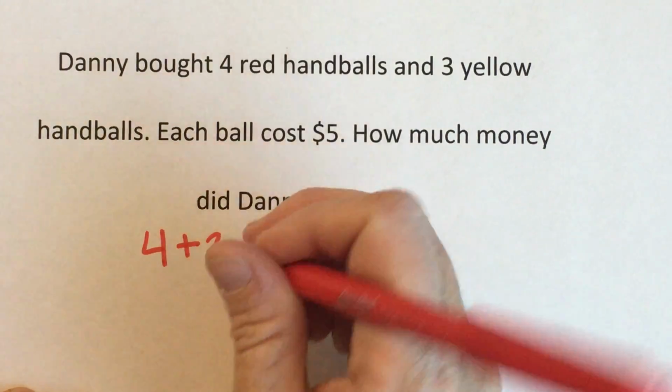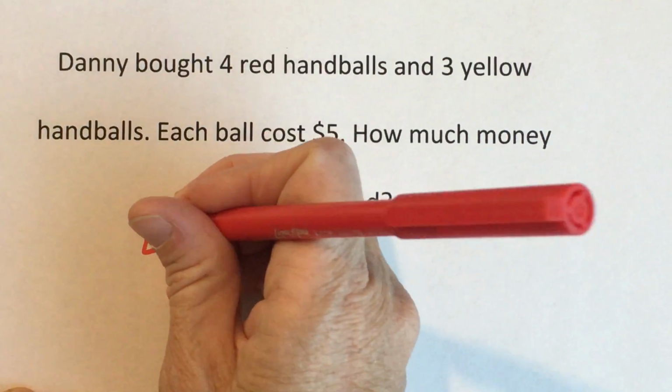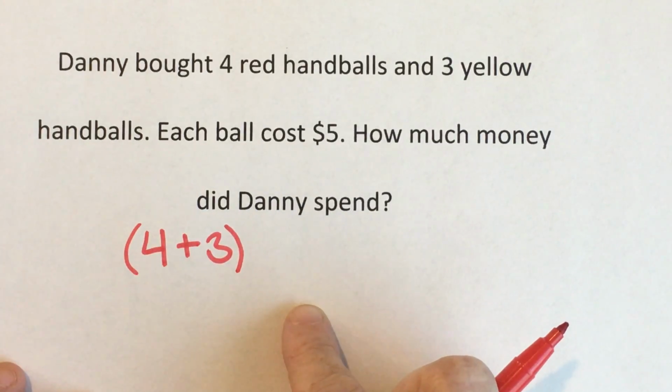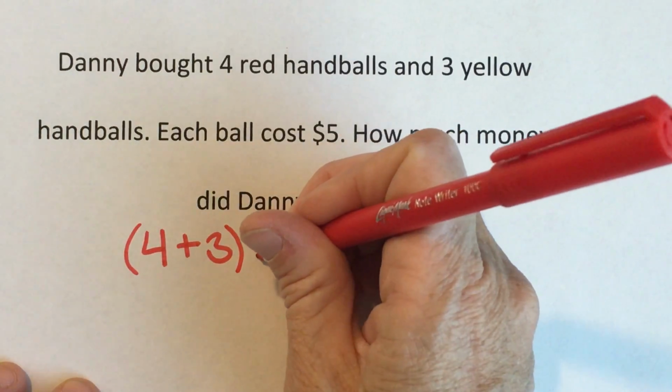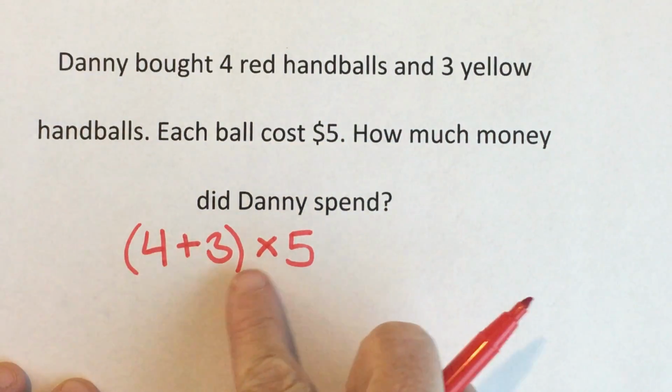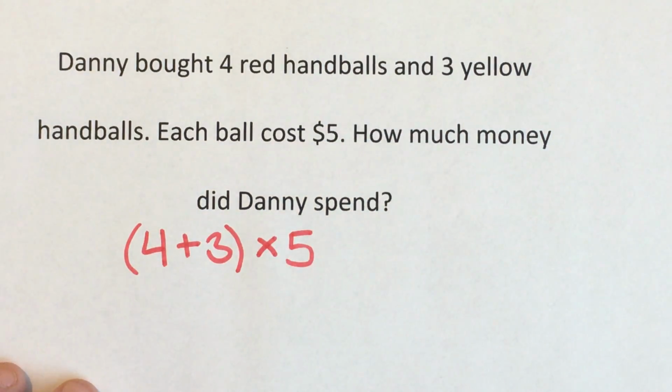And I want to add my balls together first. So I'm going to put parentheses. And then, since they each cost $5, I am going to first add them and say that I'm going to times $5. This would be my expression.